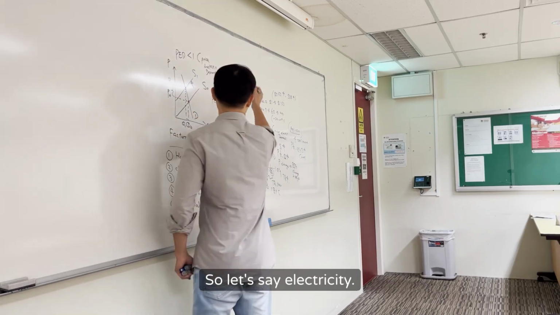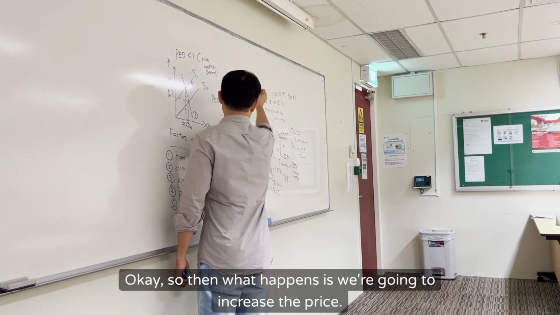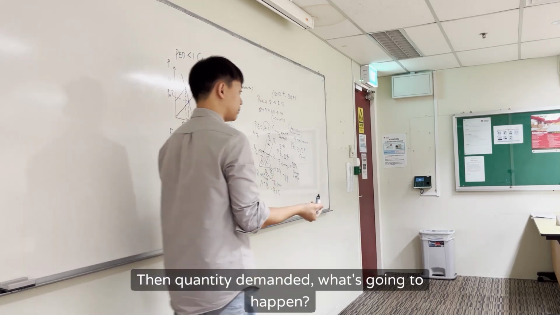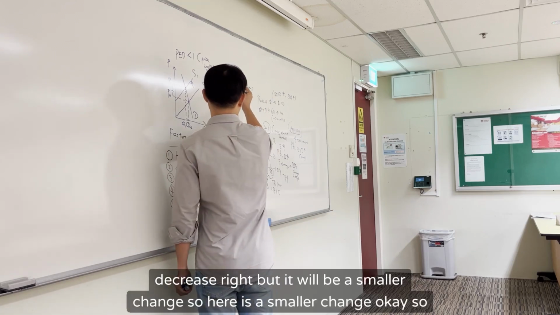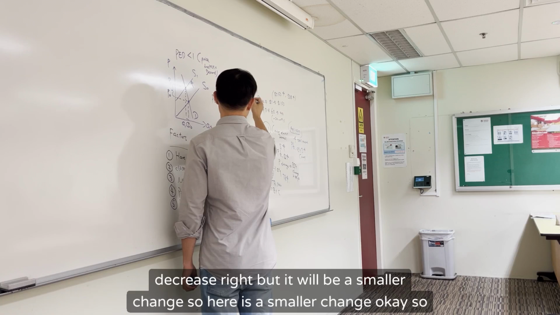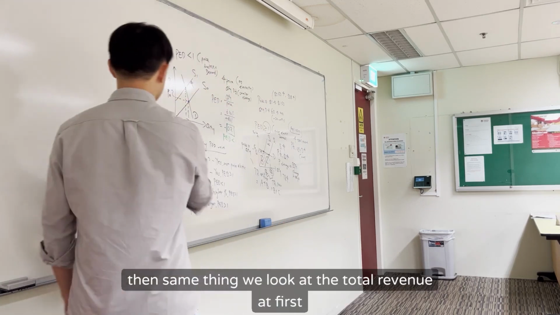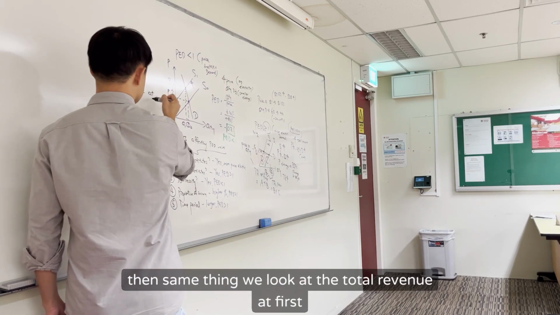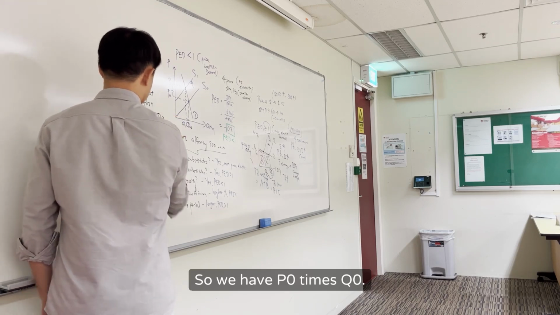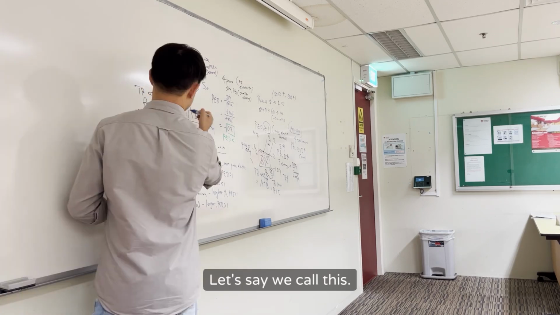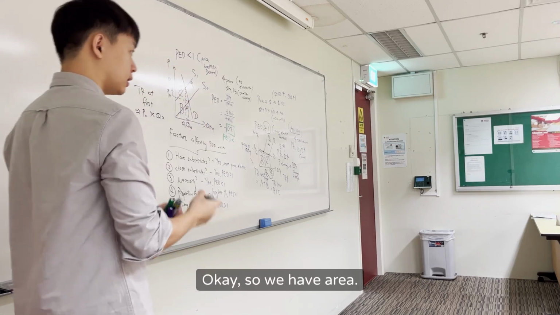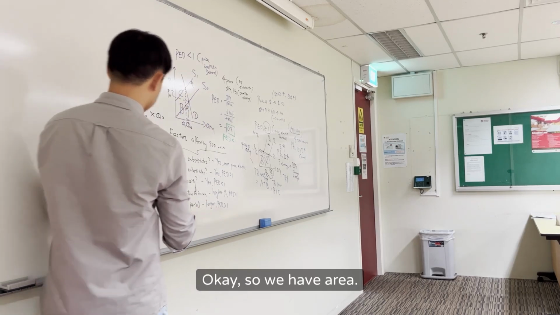So let's say electricity. Then what happens is we're going to increase the price. Then quantity demanded, what's going to happen? Decrease, right? But it will be a smaller change. So here is a smaller change. Same thing, we look at the total revenue at first. So we have P0 times Q0. Let's say we call this A and B and C. So we have area A and B.